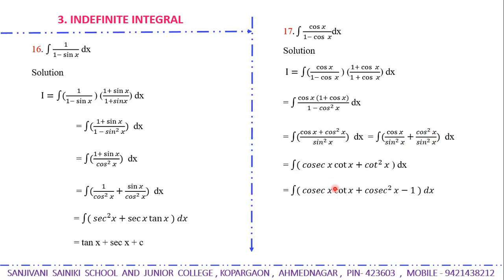So take the integrals. The integral of cosec x into cot x is minus cosec x, and cot square x can be written as cosec square x minus 1, so its integral is minus cot x minus x. So what is the integral? Minus cosec x minus cot x minus x plus c is the integral of this function.